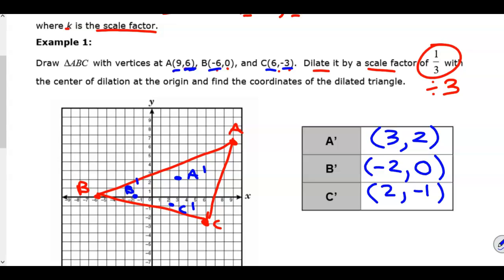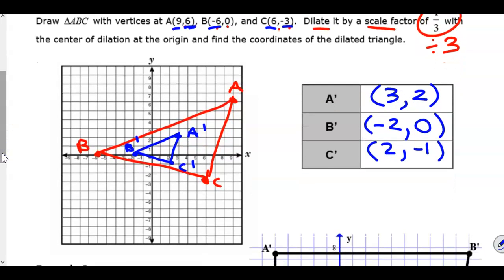Once you divide all your numbers by 3, plot the points, you can connect them to make a dilated triangle. This is not a stretch, this is a shrink. 1/3 is the scale factor, shrunk it by a factor of 3. You're going to have to do that on your assignment. So do you know how I got those numbers? I multiplied by this scale factor, I got my new numbers, I graph them, and it looks the same shape but a different size.